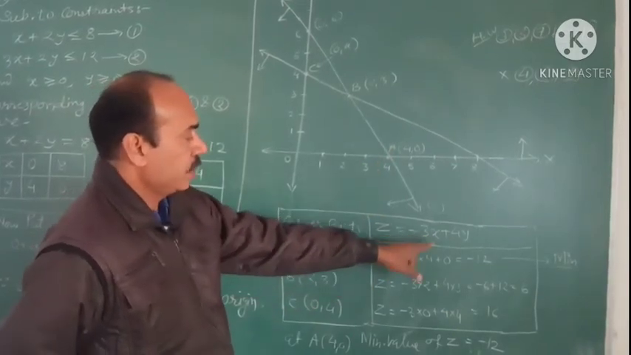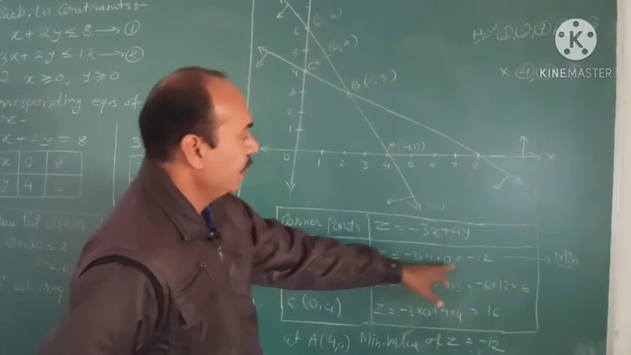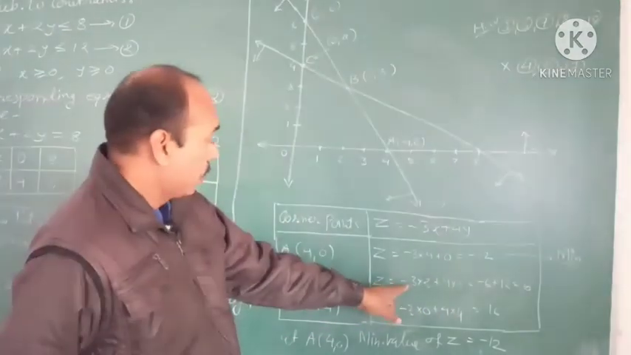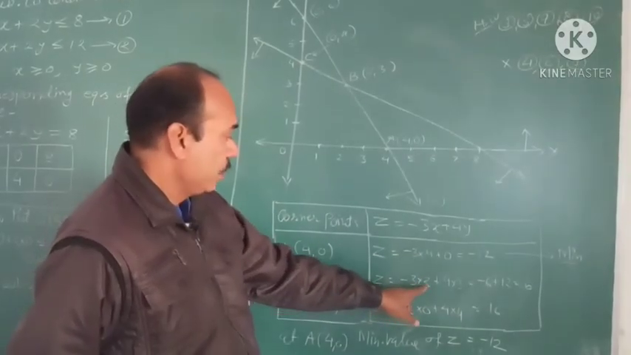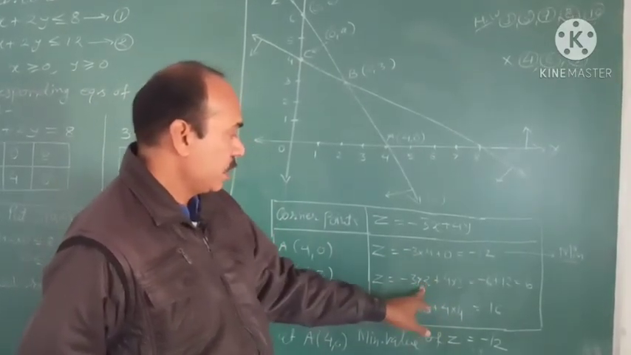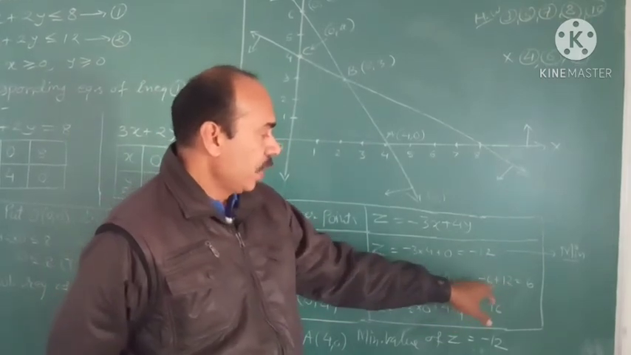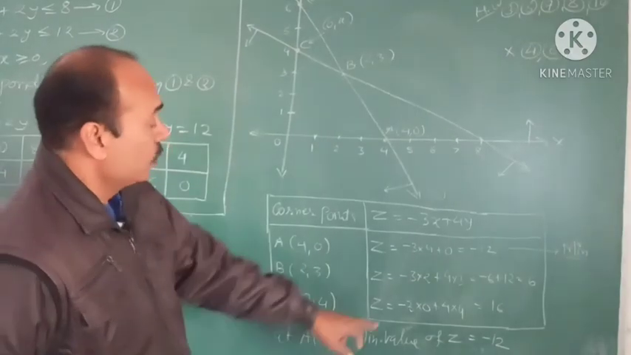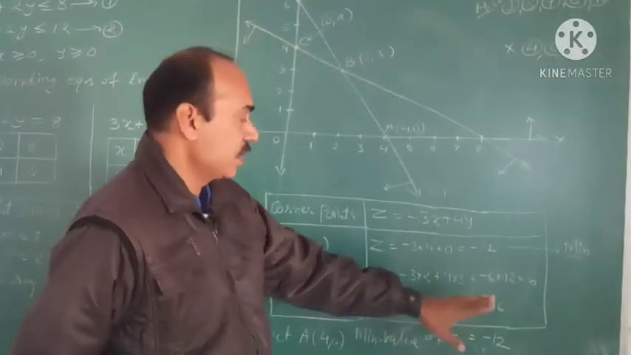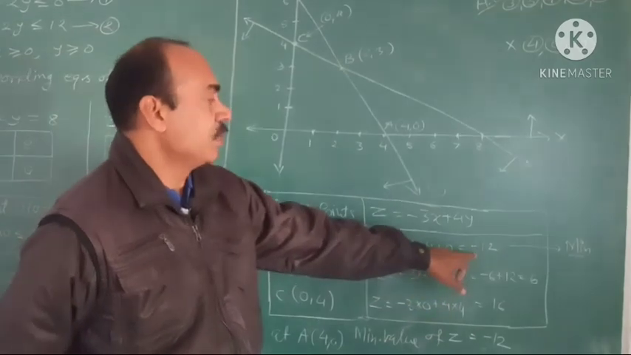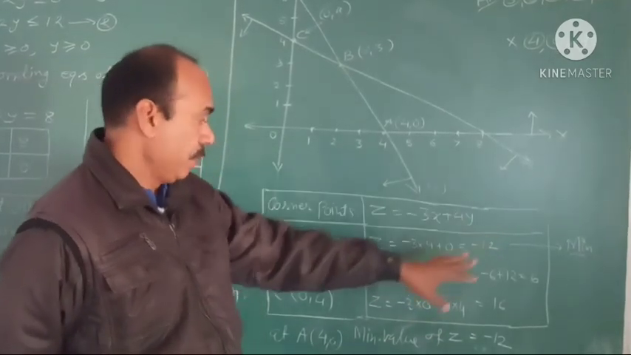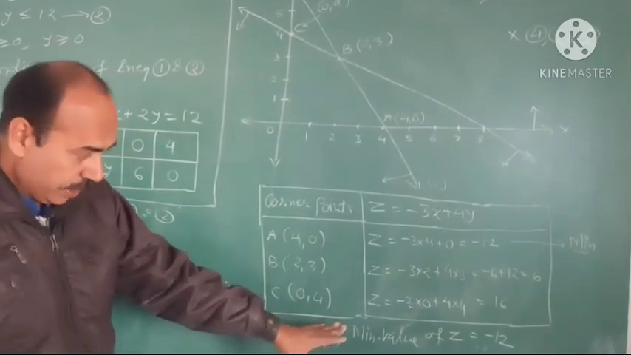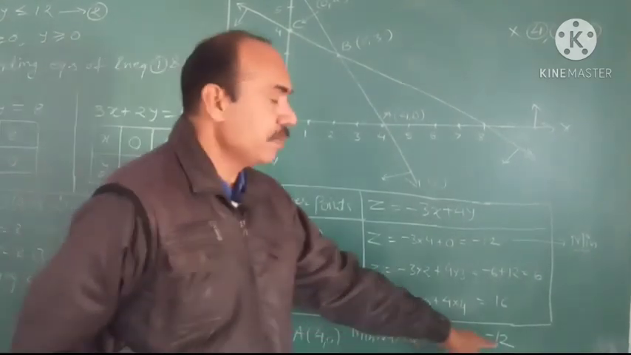In place of x write 4, y is 0, so you will get minus 12. B is 2 comma 3, so here minus 3 into 2, which is minus 6, and 4 into 3 is 12. Minus 6 plus 12 gives only 6. And C is 0 comma 4, so when you write 0 it will be 0, and 4 into 4 is 16. So here the minimum value is minus 12. So at point A, 4 comma 0, Z has its minimum value, and the minimum value is minus 12.